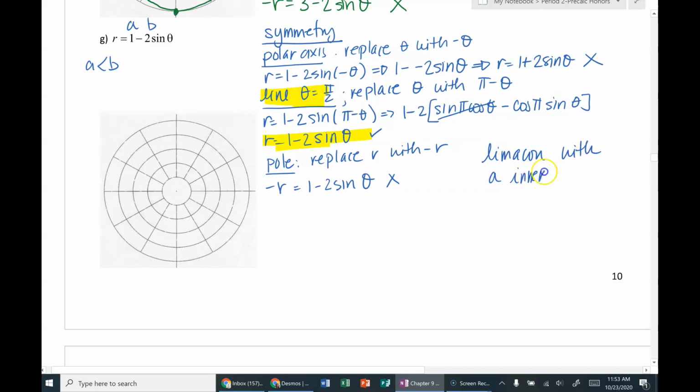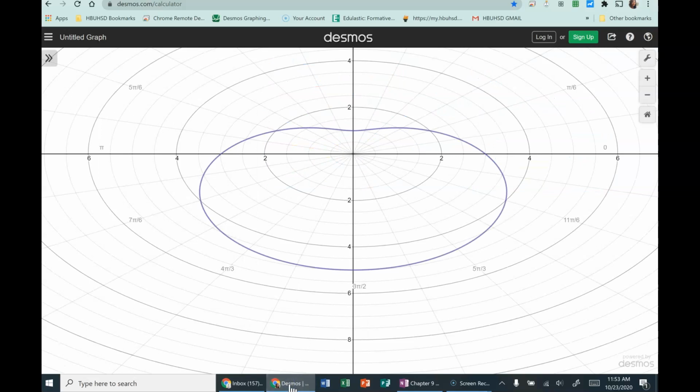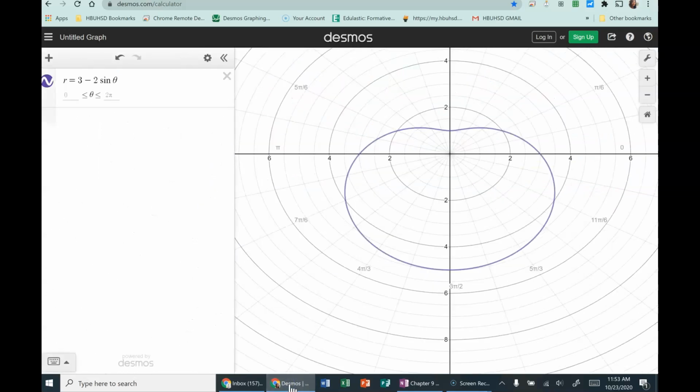Later, I will ask you to identify the curve, or the shape of the curve, so make sure we know how to recognize the graph without actually having to graph it out. All right, let's bust out our decimals to see what this looks like. We have 1 minus 2 sine of theta, and I'm just going to change that to 1.